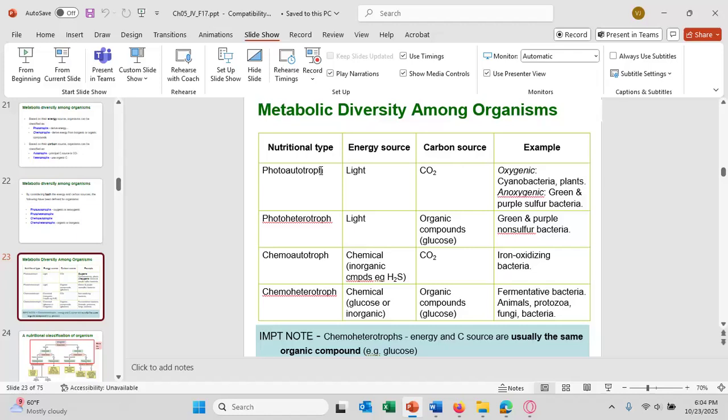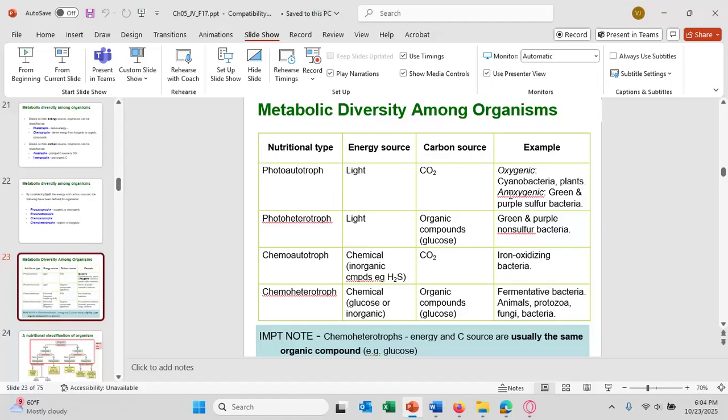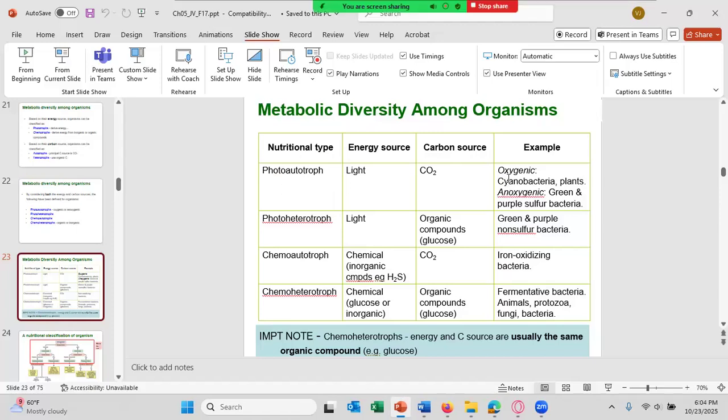Many organisms are like green plants, and they're oxygenic, meaning they give off oxygen. But not all photoautotrophs give off oxygen. And those are the anoxygenic photoautotrophs. And you don't need to know these, but the green and purple sulfur bacteria do not give off oxygen. And like I said, you don't need to know that. We'll only talk about the photoautotrophs like cyanobacteria and plants, which are oxygenic.